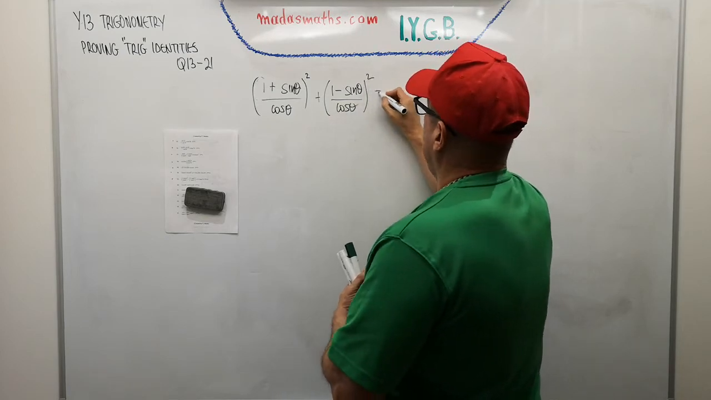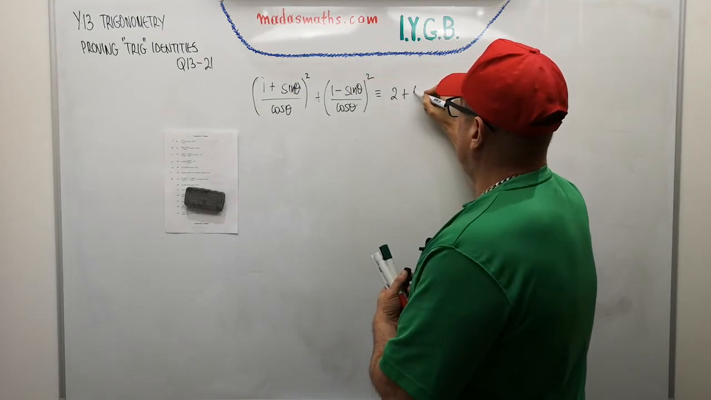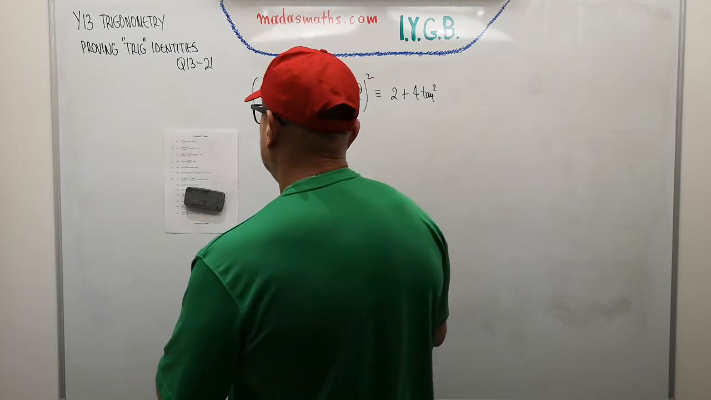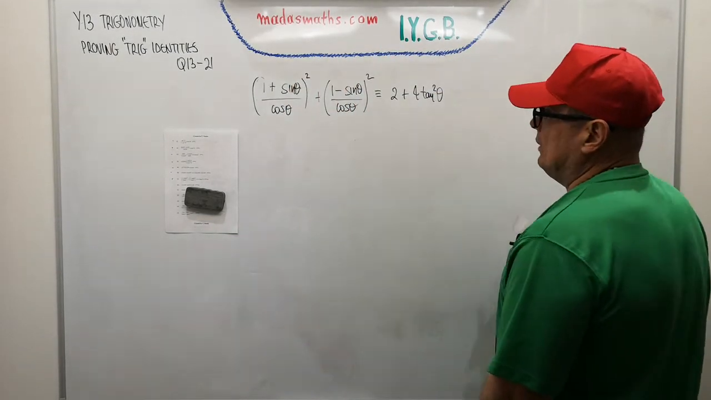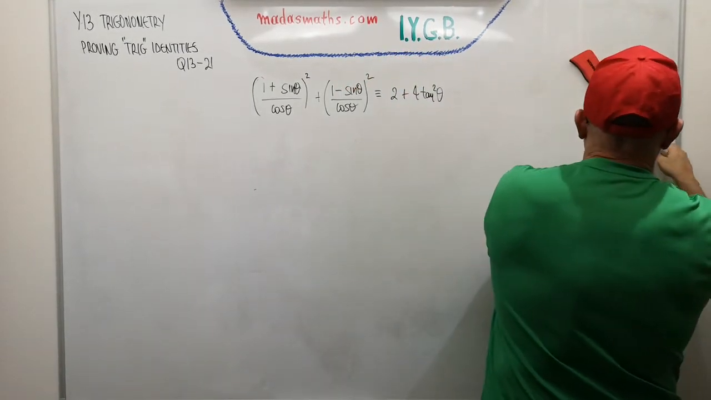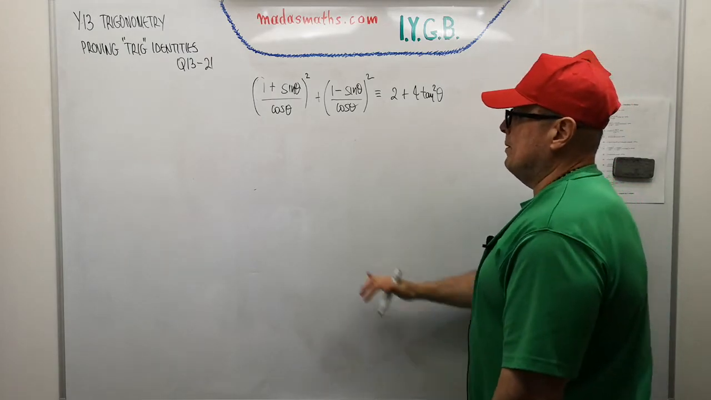All squared, and this ought to give us 2 plus 4 tan squared theta. Okay, is that an elegant identity to prove? Probably not. It looks like another one with loads of algebra, like the previous one.